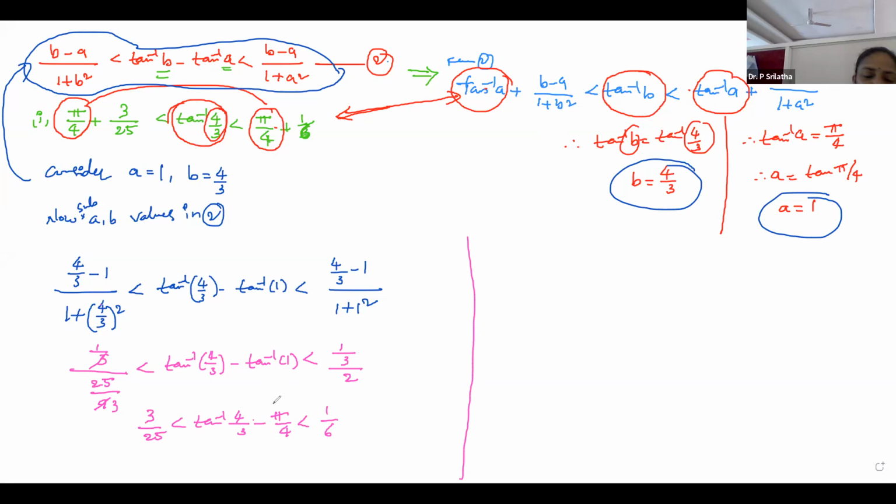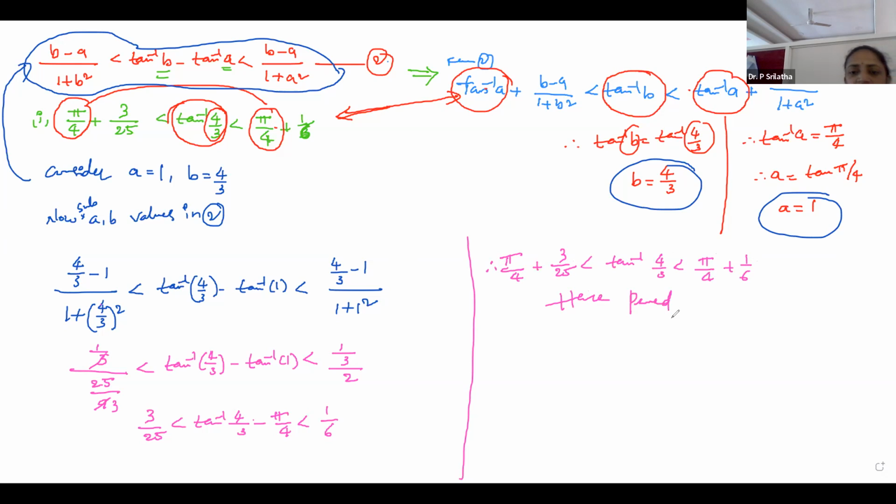Then we'll get pi by 4 plus 3 by 25 is less than tan inverse 4 by 3 is less than pi by 4 plus 1 by 6. Hence proved.